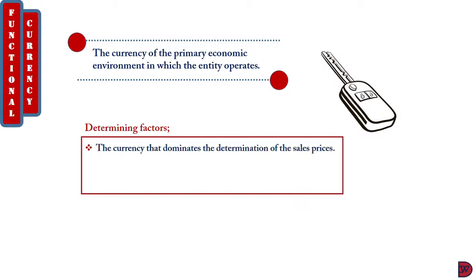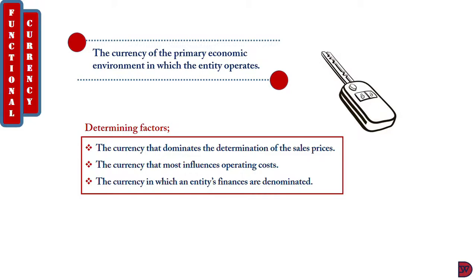First, the currency in which the entity generates sales. That is the currency in which its customers pay for their products, and to some extent the currency that dominates in the determination of the sales price. Secondly, the currency that most influences its operational costs, so the currency in which the entity spends in getting its inputs and other essential elements. Then lastly, the currency in which an entity's finances are denominated.